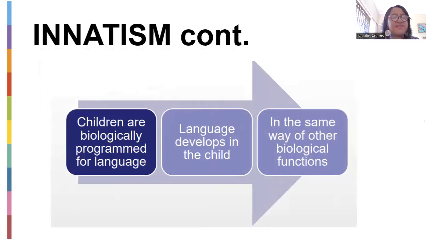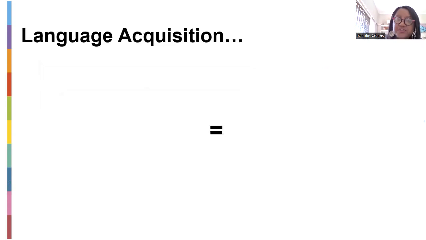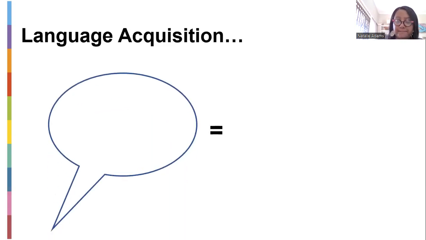So innatism says there's a sequence of how a child learns a language. Children are biologically programmed for language. That's number one. So it's like your DNA. You are biologically programmed for a language. They're also saying that language develops in the child. And then the last one is in the same way as other biological functions. So there's a sequence of how a child acquires a language.